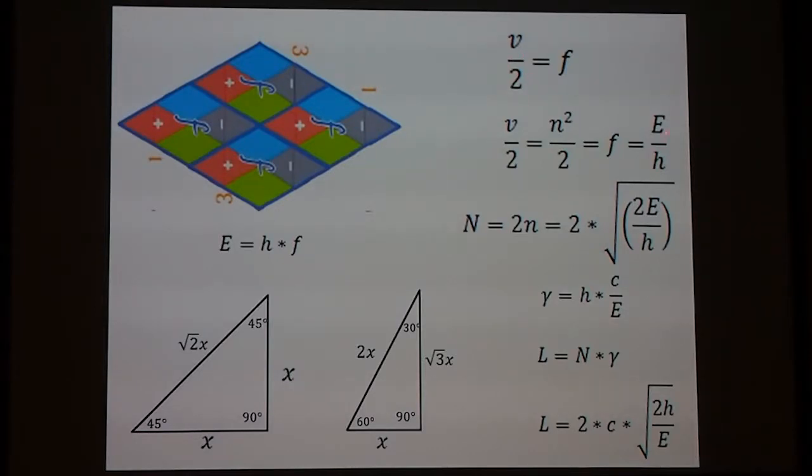And then I've equated this with the idea that we have E equals HF, quantum mechanics tells us the energy of a photon based upon its frequency. And we can calculate the number of quanta across this geometry as a result of energy. And then we can relate this to the wavelength, because we said that each one of these diamond geometries is one wavelength. So we can multiply them together to get the length across this geometry, which we see here.